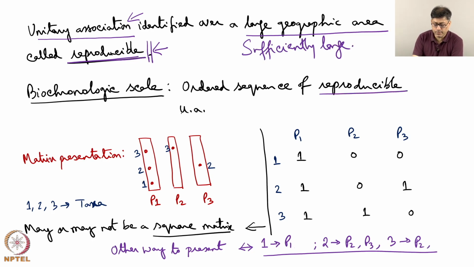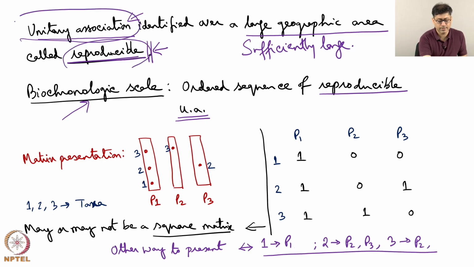Now, using the reproducible U.A., which is basically the unitary association, an ordered sequence of reproducible unitary associations defines a biochronological scale. These definitions are the building blocks of further studies of biostratigraphy.